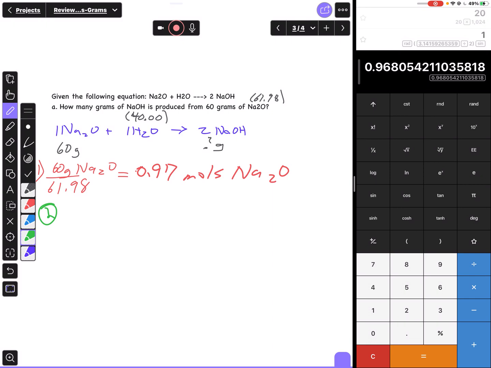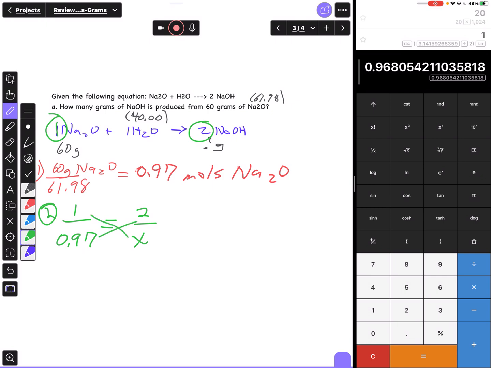Now, my balanced equation tells me the coefficient for the Na2O is 1, so I put 1 over how many I actually have, which is 0.97. And I need to look for moles of NaOH. The coefficient for NaOH is 2. Put X. X is going to be my number of moles of NaOH that I'm calculating.